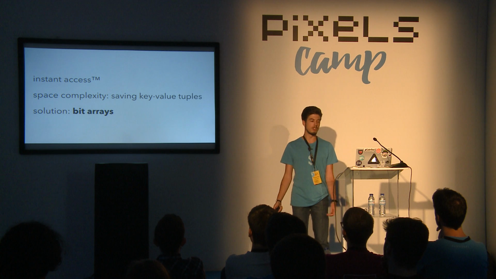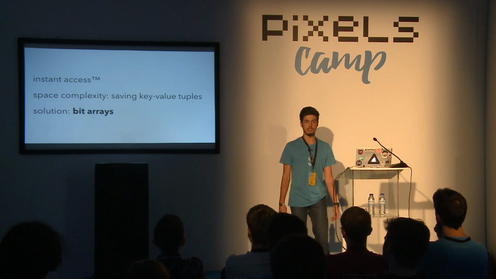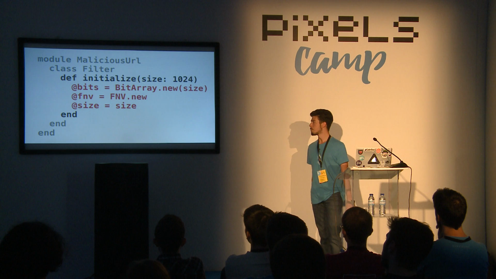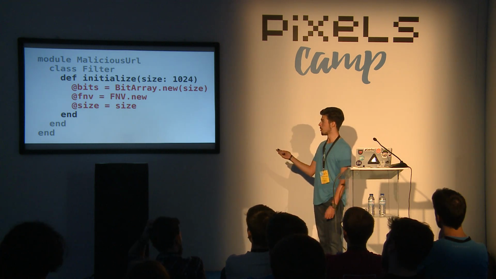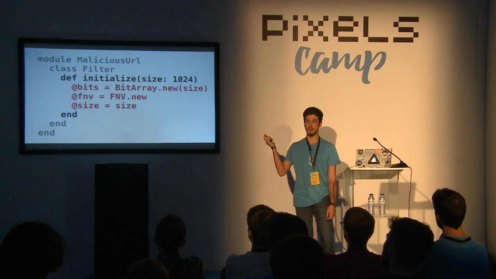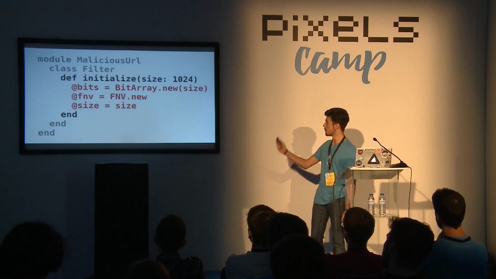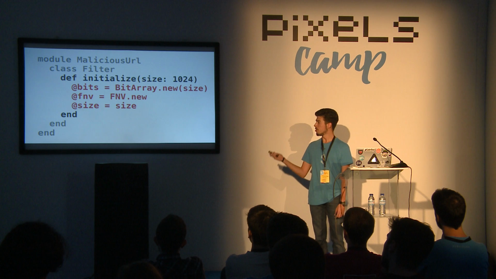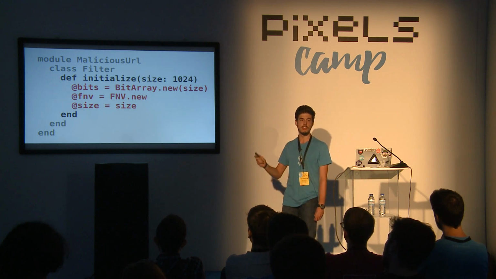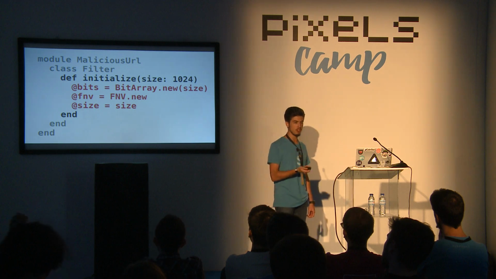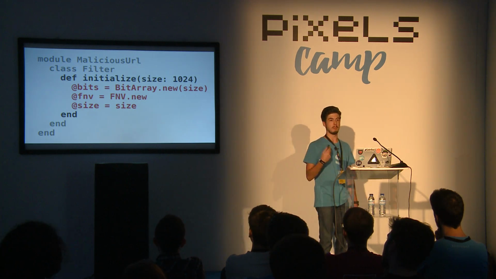So the solution is going to be to fall back to bit arrays. And this is the new constructor, the new method. This may seem like much, but we're only creating a new bit array with a given size. That's the default value. And we're going to instantiate a hash function. Like we're saving the seed, so every time we run the add function or the test function, the same URLs get the same indexes.